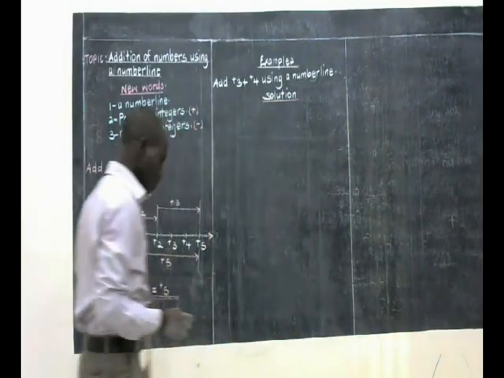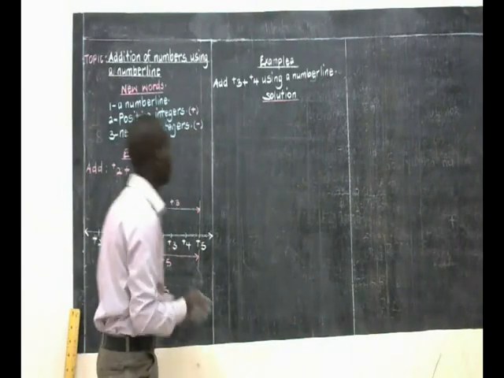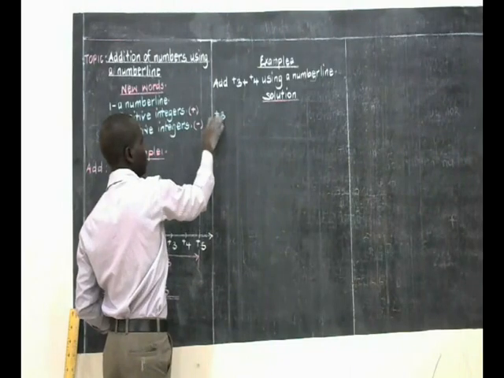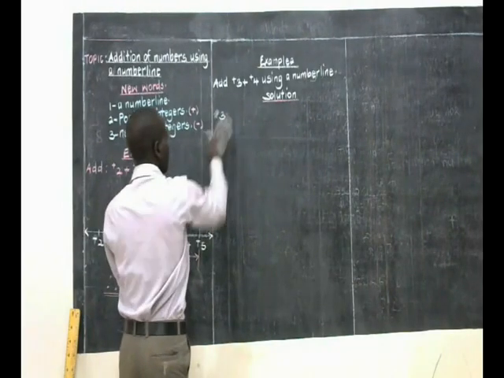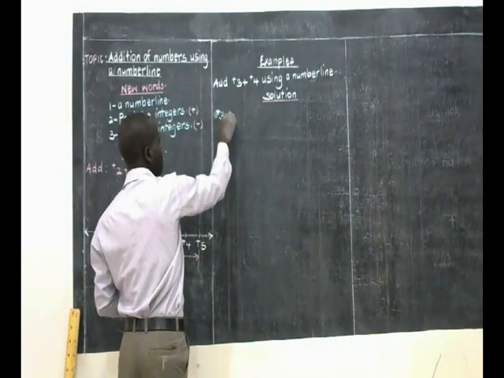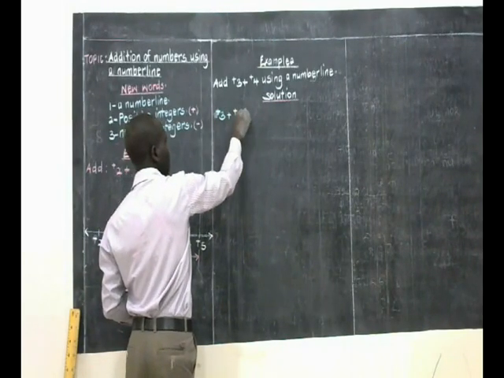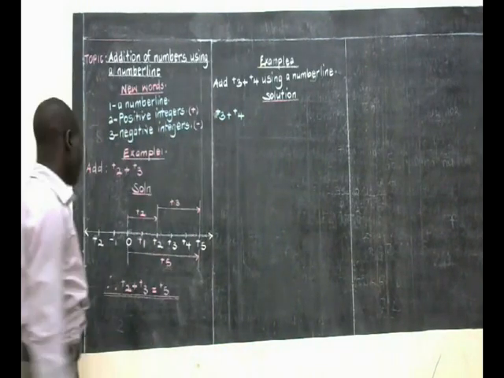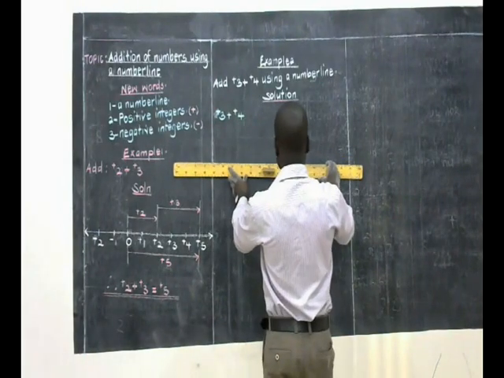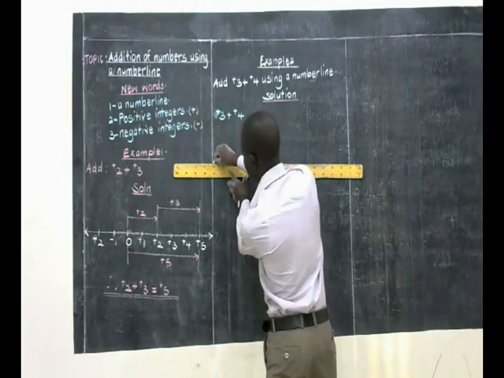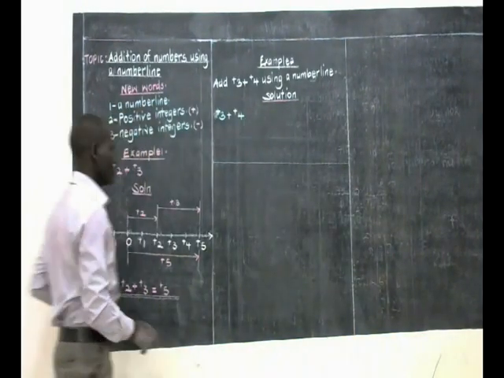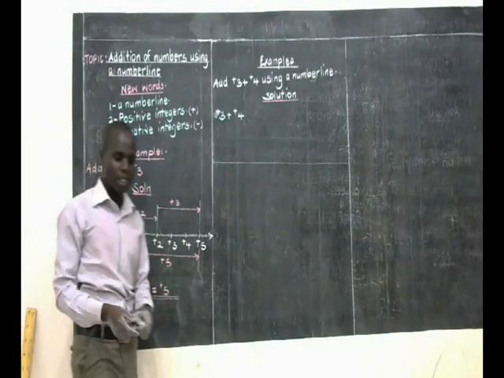Our question is saying positive 3 plus positive 4. Now, we said that if a question is given like that, we have to draw our number line. Make sure your number line is straight and then draw the line. After drawing the line, we said that we should not leave it like that.